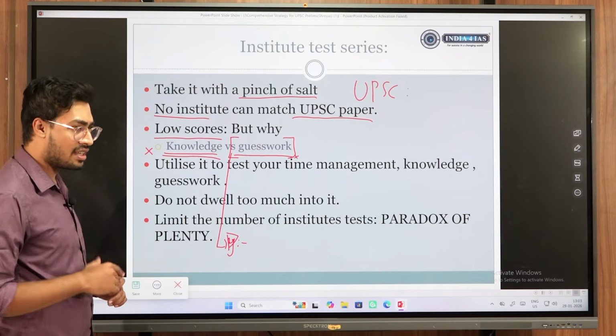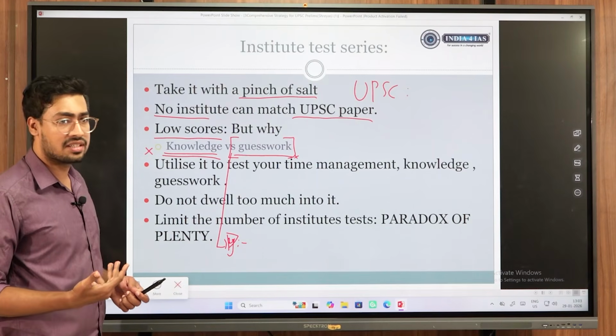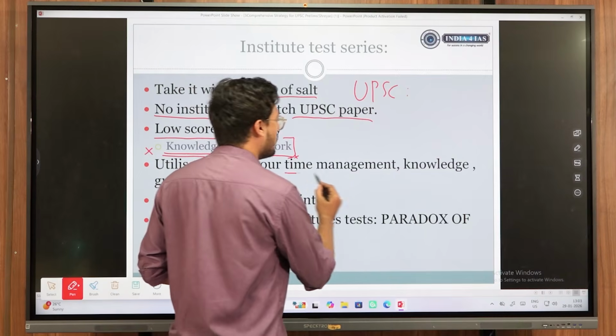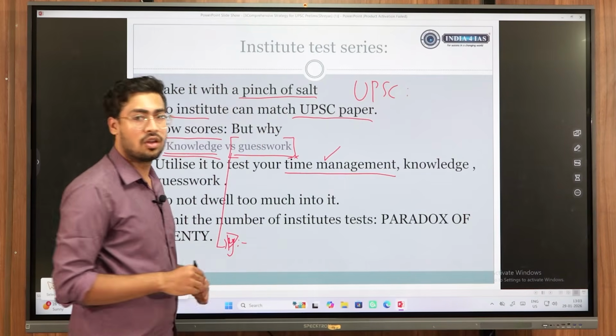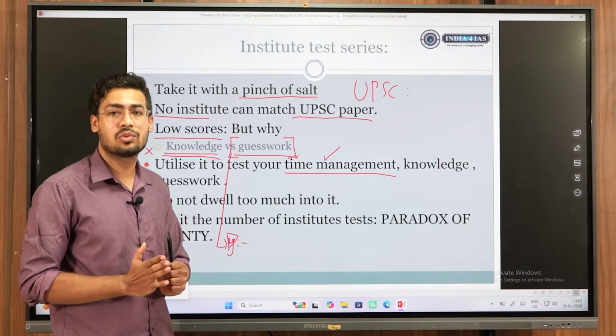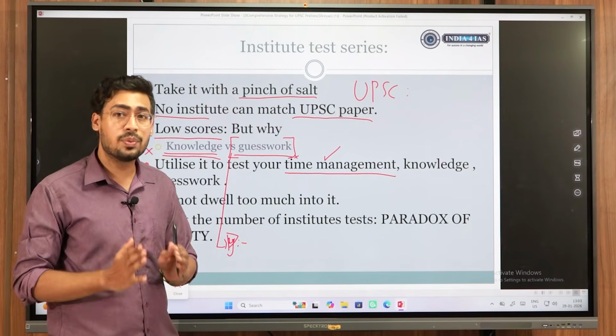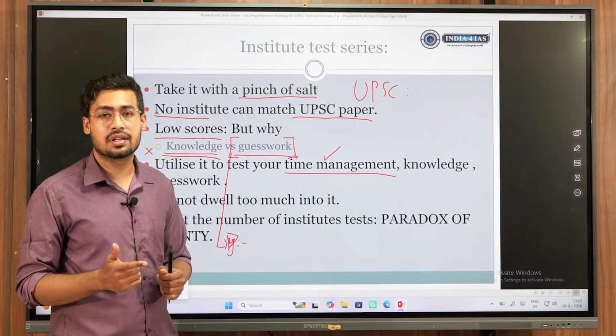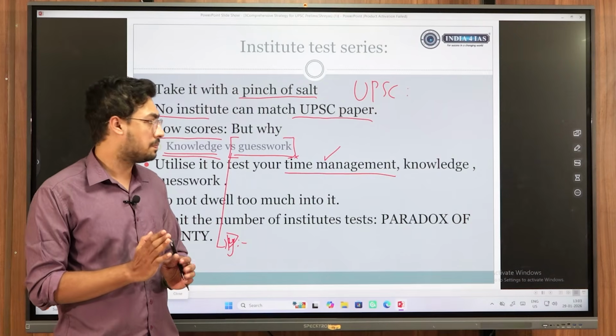Similarly, when we are using institute test series, it is very important that we learn time management from it. When we are giving an institute test, we need to finish it within 1 hour 50 minutes or 1 hour 55 minutes, because the actual UPSC paper could be more difficult than the institute paper. So we need to keep that 5 minutes extra.